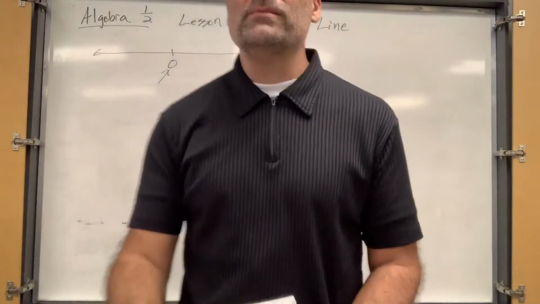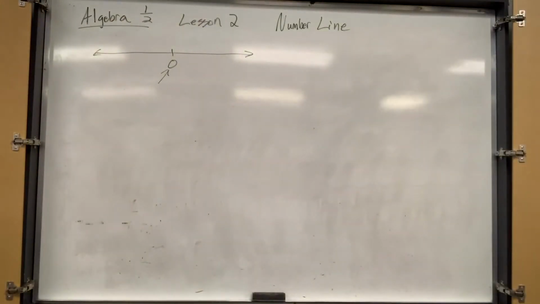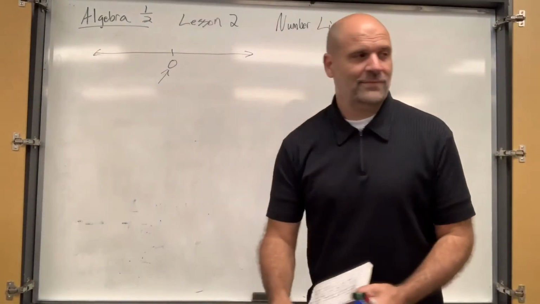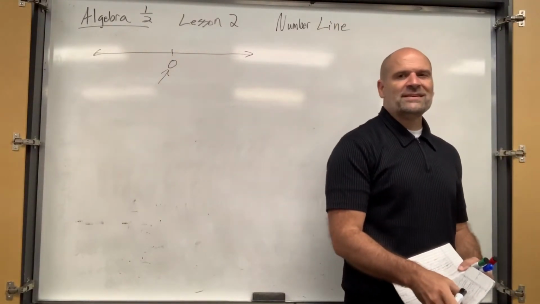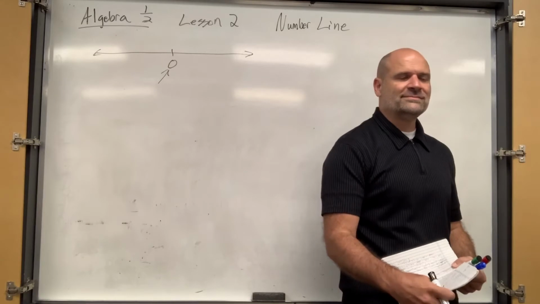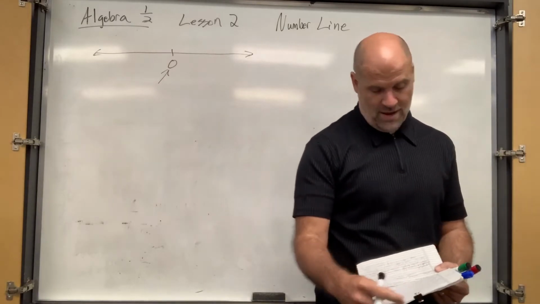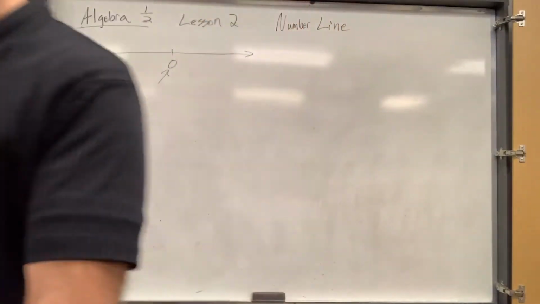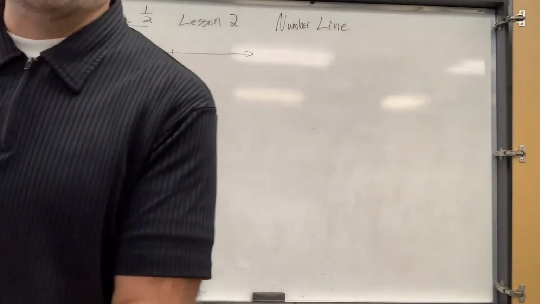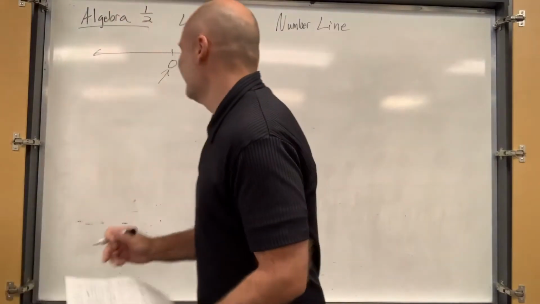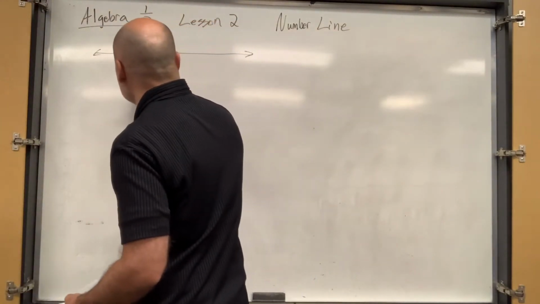Does anyone know what the middle is called? Zero. There's a word for it. It's like the center. No, it's close. It starts with an O. This is called the origin.